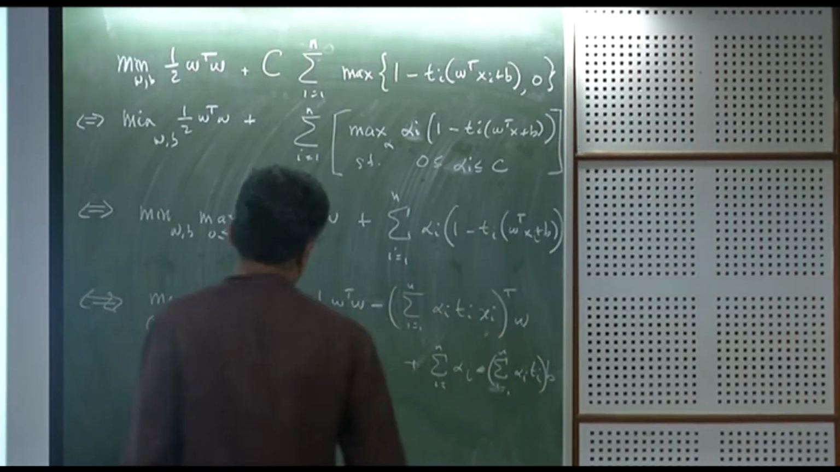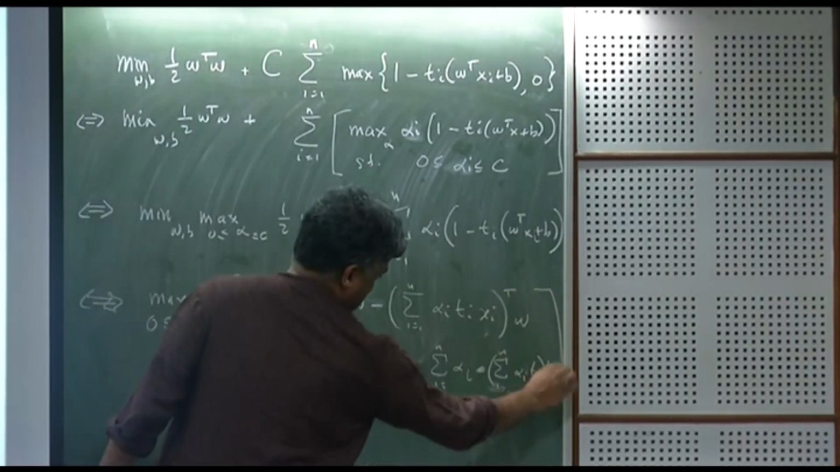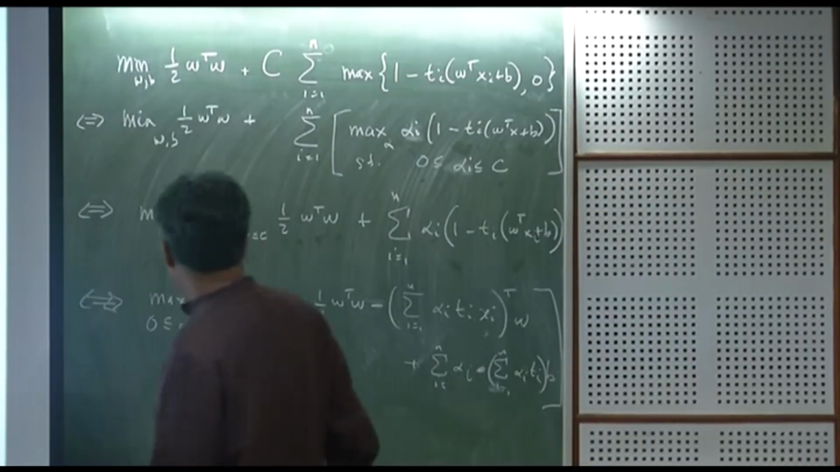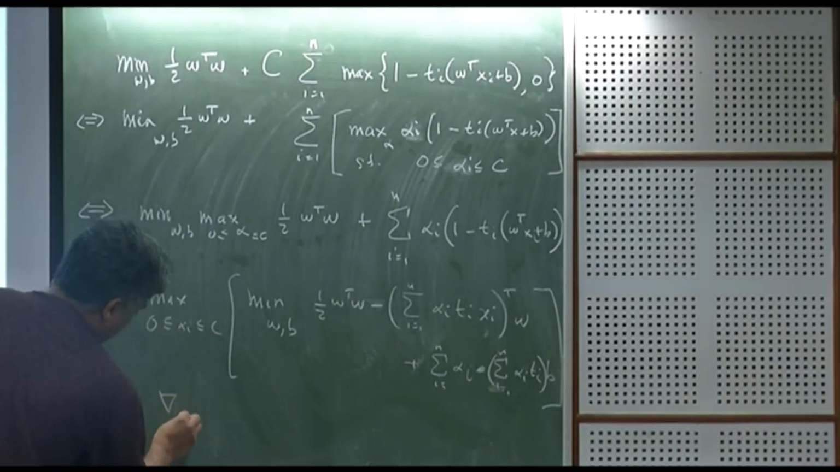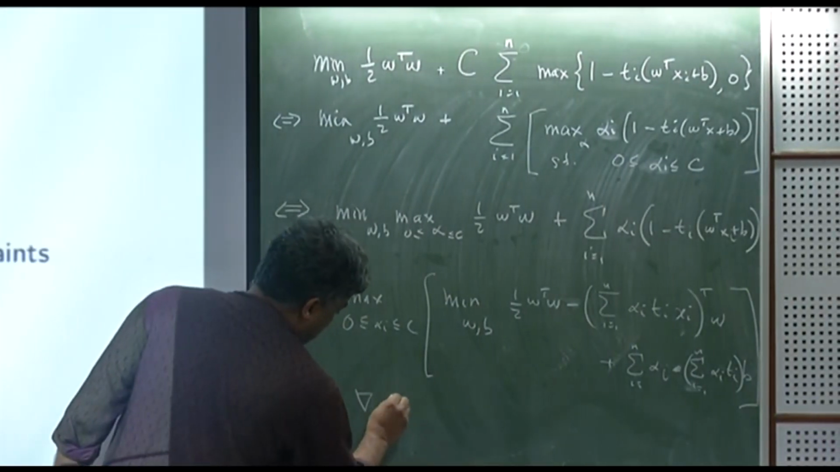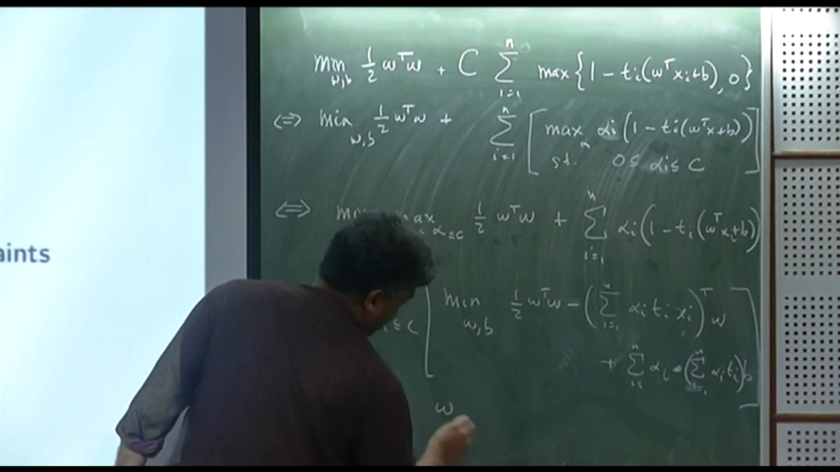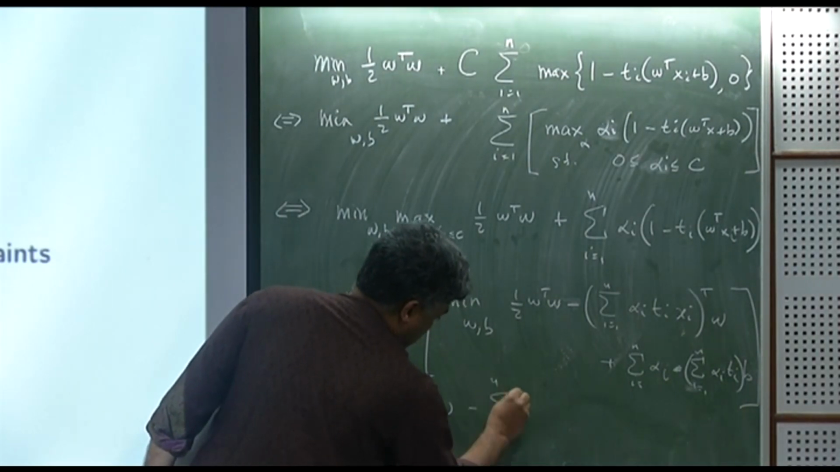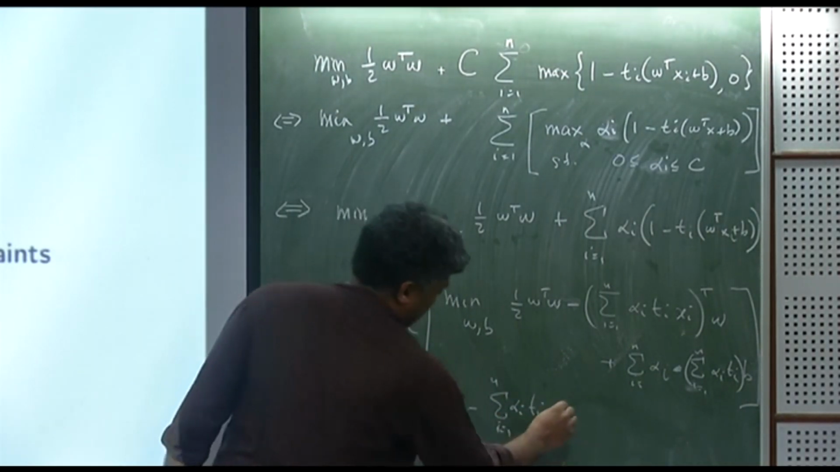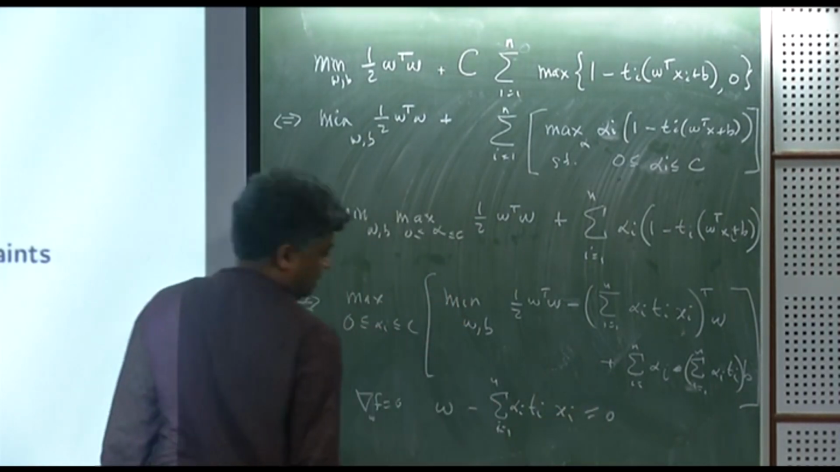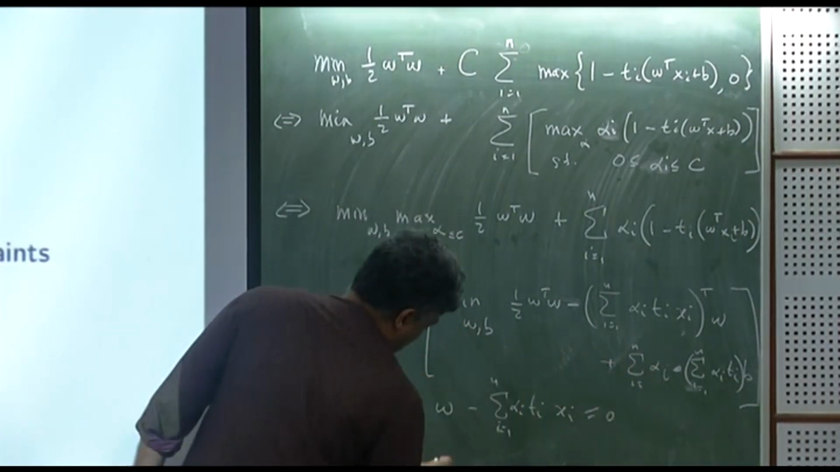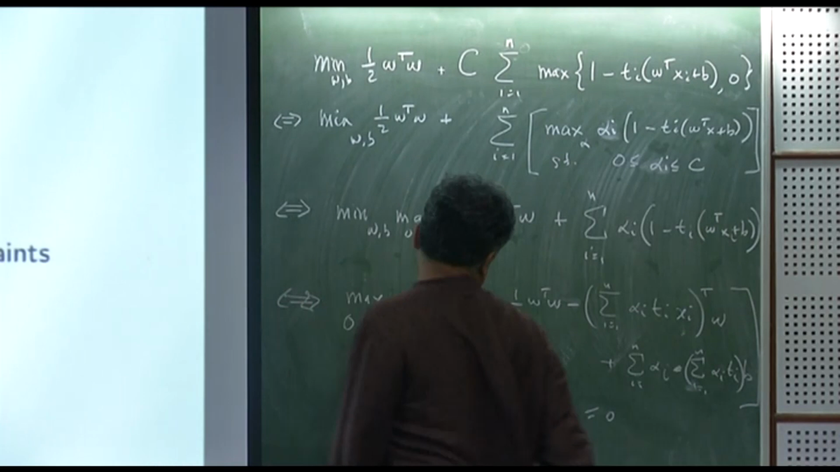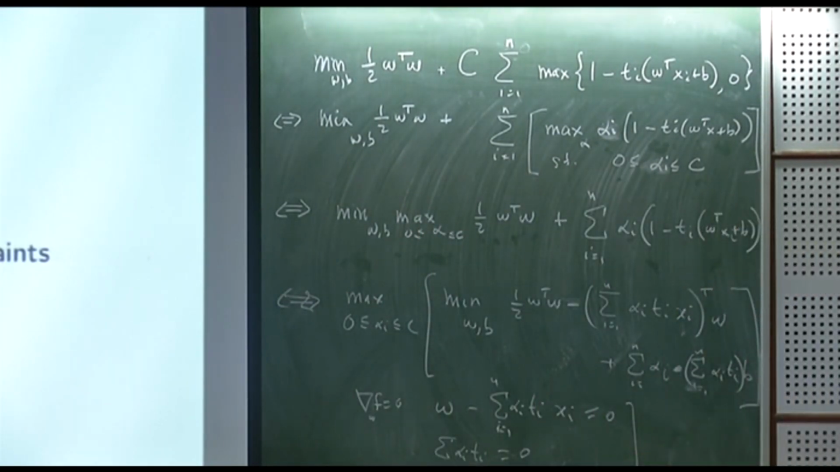Take the gradient with respect to W. I'm just trying to solve this part. If I take the gradient with respect to W of this function and set it equal to 0, I will get minus summation i going from 1 through n of alpha_i t_i x_i must be equal to 0. If I take the derivative with respect to b, I will get summation of alpha_i t_i must be equal to 0. These are the two conditions that I get.